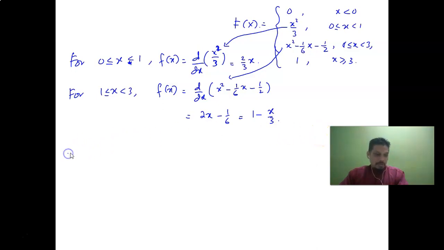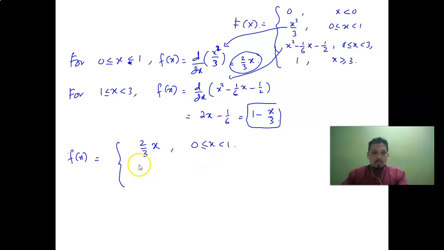So now f(x) equals 2/3 x for x between 0 until 1, and next, 1 minus x over 3 for x between 1 until 3, and 0 otherwise.